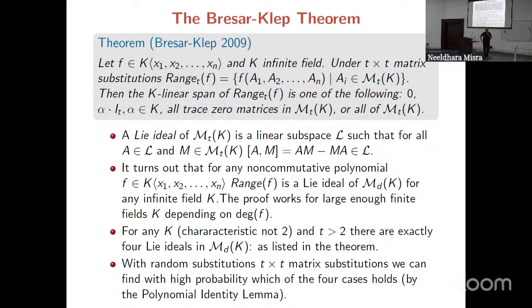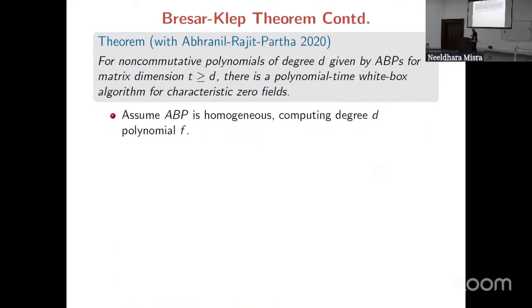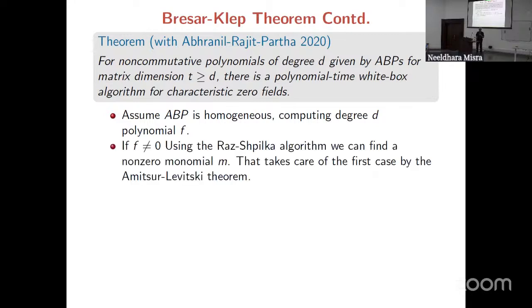Then there is another theorem which says that there are exactly 4 Lie ideals inside D by D matrices, precisely the ones that are listed above. So the algorithmic question is, can you find out which is which? Of course you can do it if you do random substitutions. It's not at all difficult, that's an easy exercise. But with Avranil, Rajit, and Partha, we considered the question whether you can do it for ABPs deterministically. And we can, for characteristic 0 fields, we can do it.